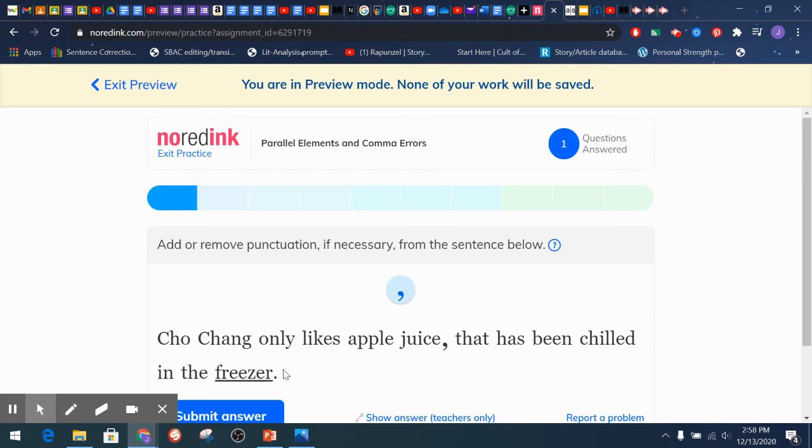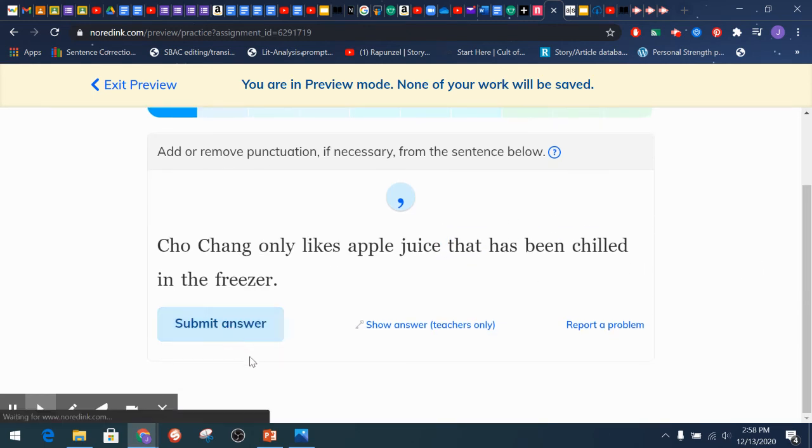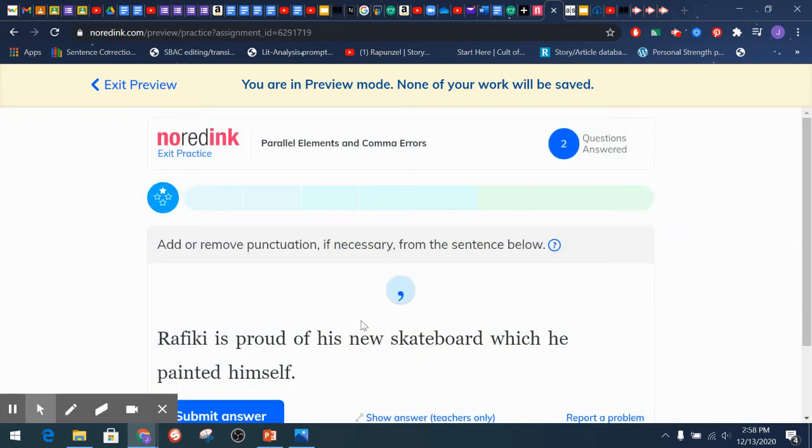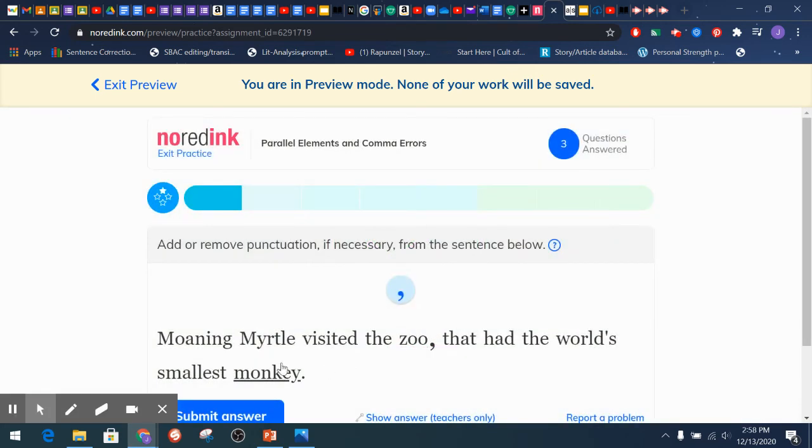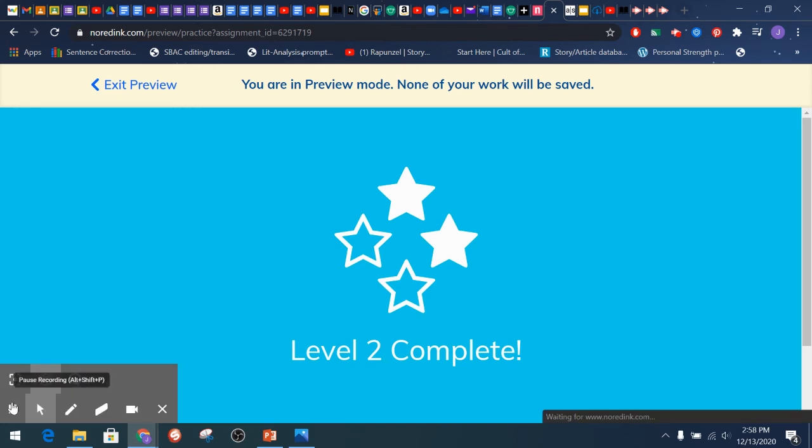All right. Cho Chang only likes apple juice that has been chilled. So there's the word that, and we know that we don't put commas with the word that. Rafiki is proud of his new skateboard, which he painted himself. We have a which phrase here, so we must have a comma. Moni Myrtle visited the zoo. We do not use a comma with the word that.